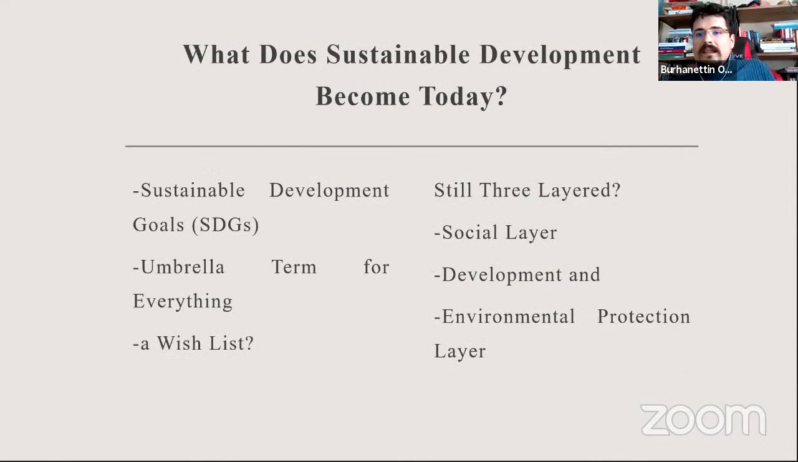So, what does sustainable development become today? The definition of sustainable development becomes different at different times for different countries. So one could ask, do we have a unanimous definition today? It's a complicated question, and the answer is even more complicated. One cannot agree that there is a unanimous practice or even definition for sustainable development.